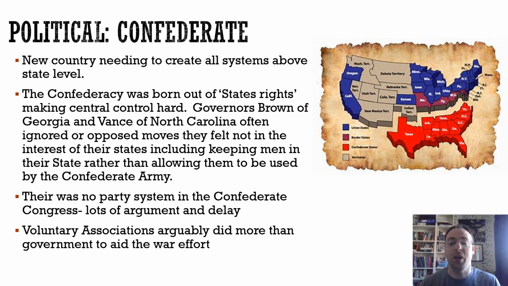And that comes back a bit during the war, because we see governors such as Brown of Georgia and Vance of North Carolina, who often would ignore or oppose moves made by the Confederate government. Often this would involve things like holding back men in Georgia, for example, by Brown, who could have been or should have been going off and fighting in the Confederate Army in other states defending the Confederacy. But Brown kind of went, no, we need them here, you're not having them. So in terms of a really strong central government, which is what you arguably need in the middle of a war, the Confederacy is not going to have it, because it's built on principles that won't allow that to happen.